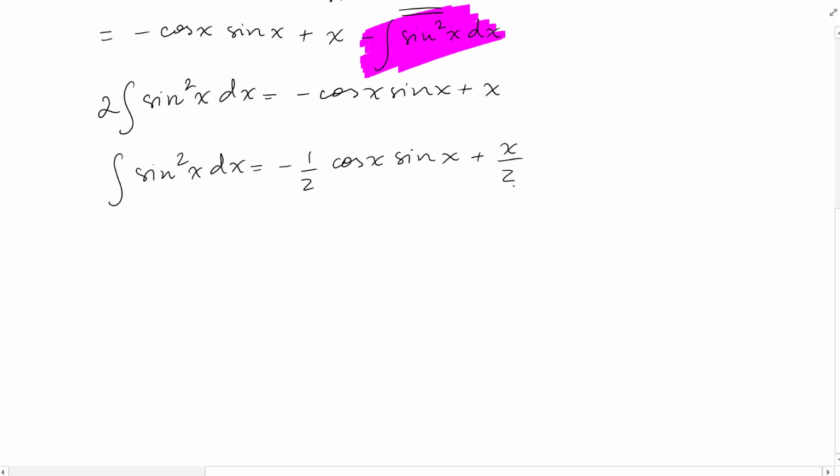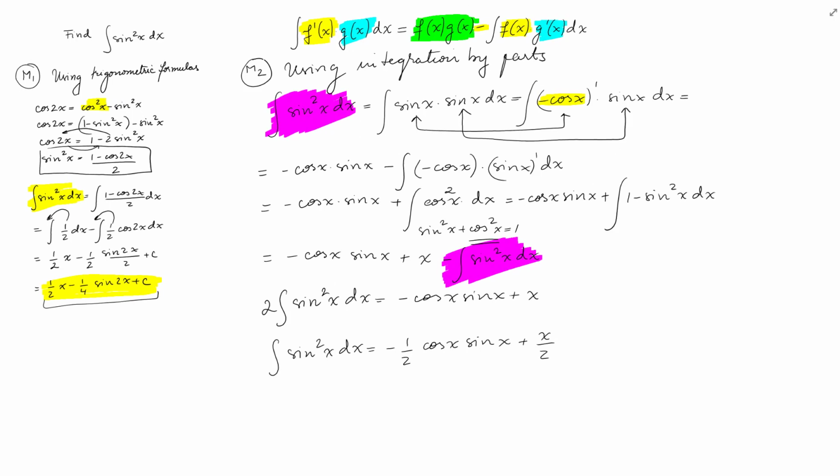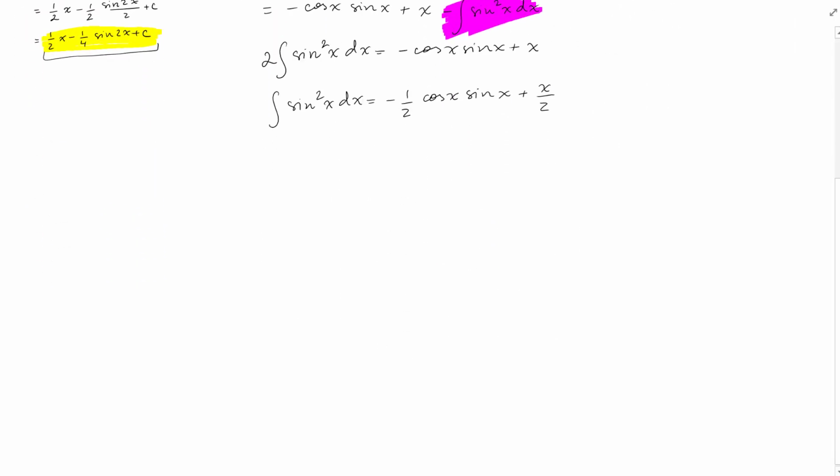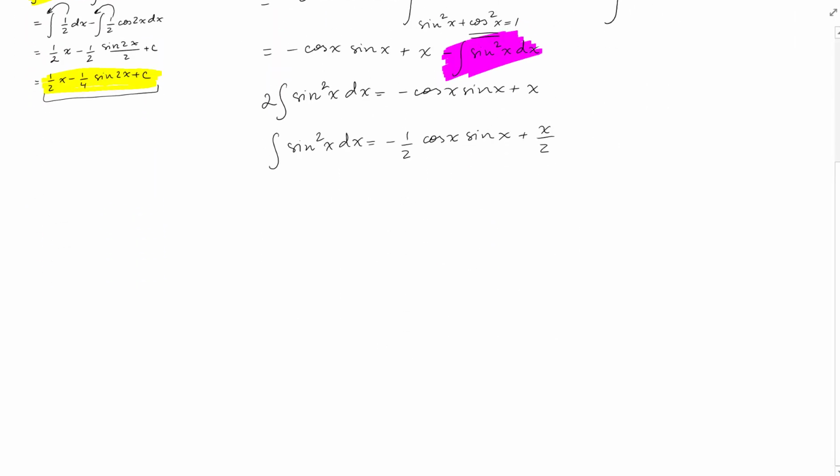So let's take a look at the solution that we got before. Let's compare the yellow one from the left side with the yellow one from the right side. Well, let's not forget plus c. X over 2, we got it in both problems. In the first one, we got negative 1/4 sine of 2x, and here we got negative 1/2 cosine x sine x. So did we get the same thing?